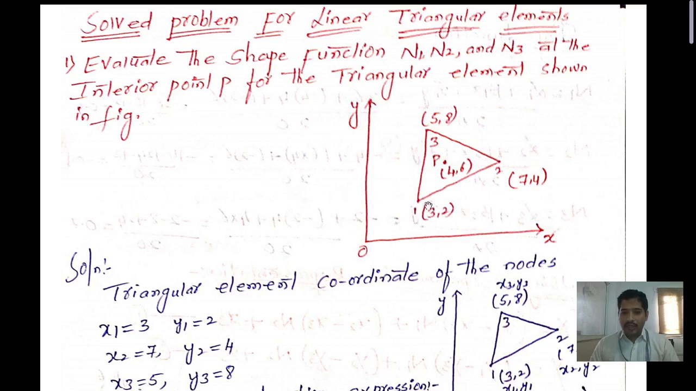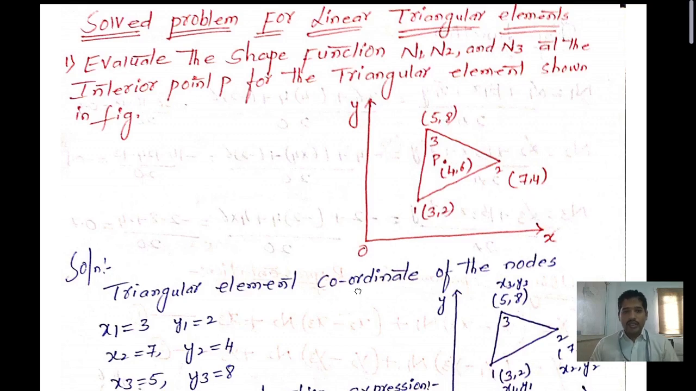This means that 3 is the x1 value and 2 is the y1 value. x1 is 3, y1 is 2. At node 2, x2 is 7, y2 is 4. At node 3, 5 is x3 and 8 is y3. So we can represent x1, y1, x2, y2, x3, y3. Is it right?